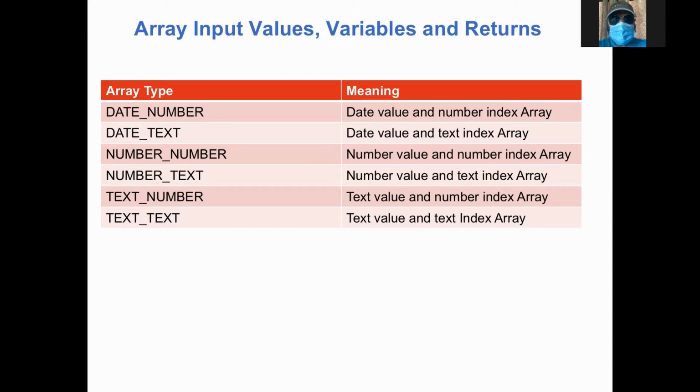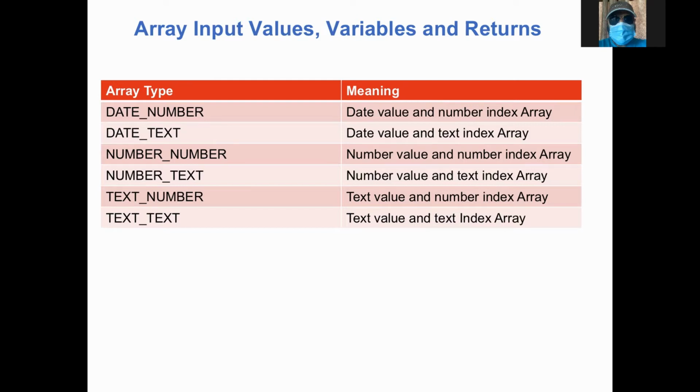Today, we are going to look at how array input values, variables, and return values are supported in Fast Formula. We have seen the database item as a date indexed by number, a text value indexed by number, and a number value indexed by number.